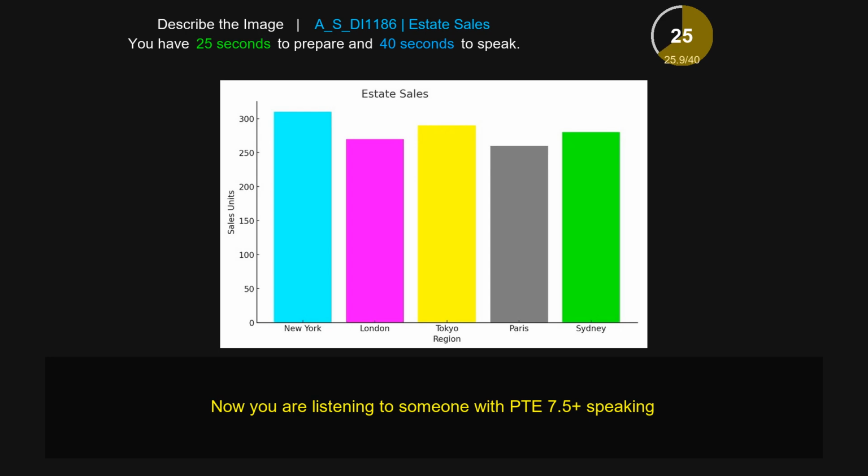The colors that are highlighted in the graph are blue, pink, yellow, gray, black, and green, while the background is white. Overall, the data is beautifully presented and was easy to understand.